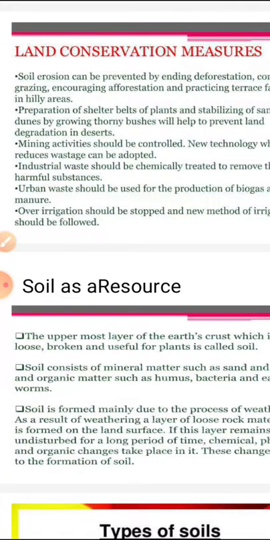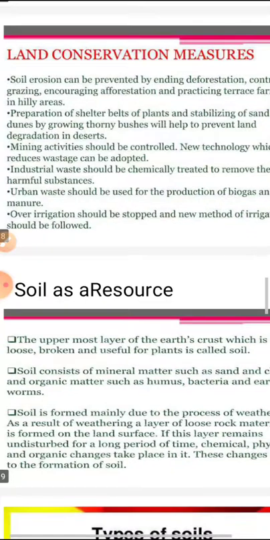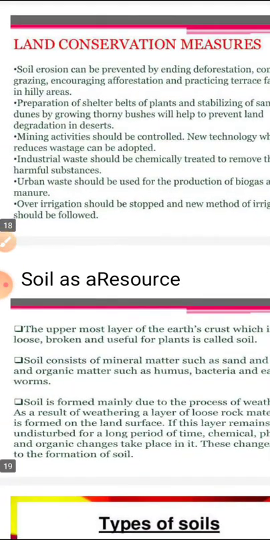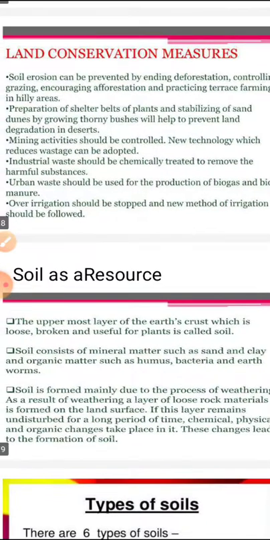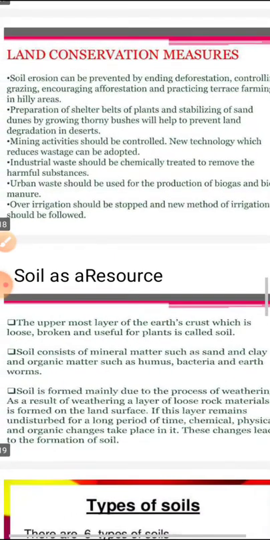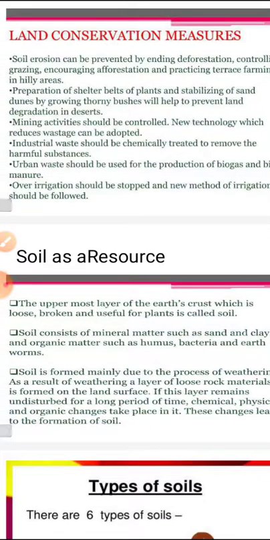Then mining activities should be controlled. We can use sophisticated technology in mining and processing to reduce wastage and also to control degradation of the environment. Urban waste should be used for production of biogas and biomanure, and over irrigation should be controlled, because over irrigation is the main cause of salinity and alkalinity in the soil, generally in the states of Punjab and Haryana.